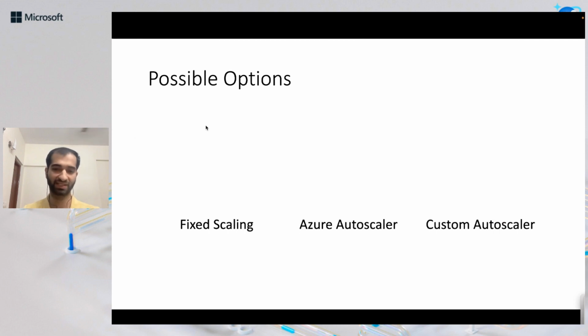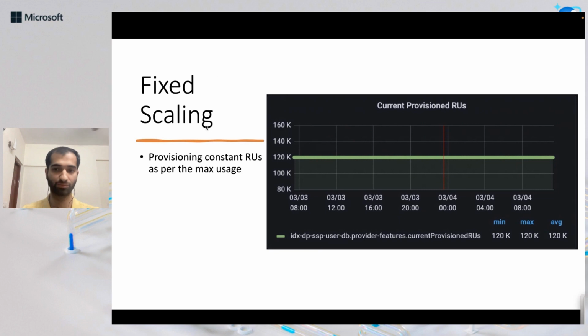The thing with the Azure Autoscaler is that when we actually started using Cosmos, way back in 2018, this was not even available as an offering. So we had no choice but to build a custom autoscaler. Now we are going to see how the custom autoscaler is functioning. Has it stood the test of time? Should we now switch to the Azure autoscaler, or does the custom autoscaler still have some niche advantages? So let's move forward.